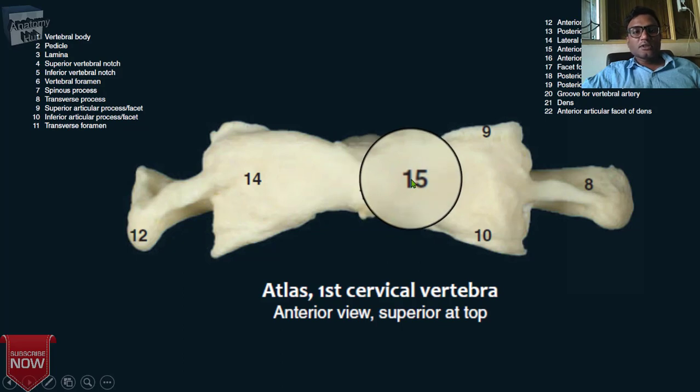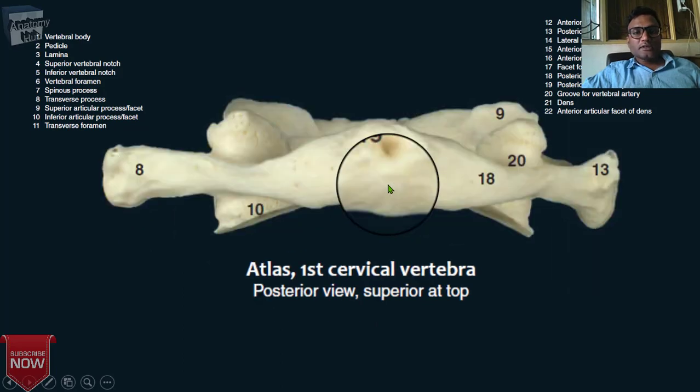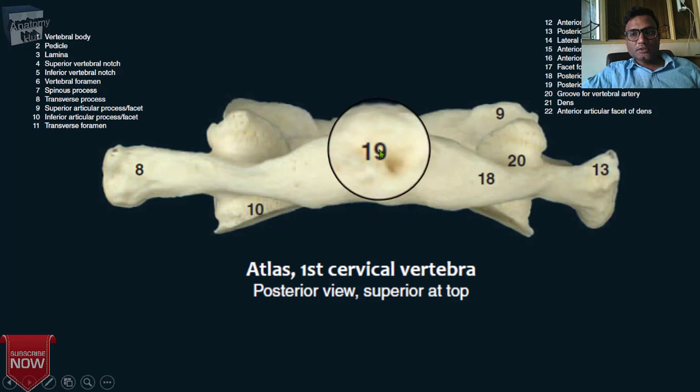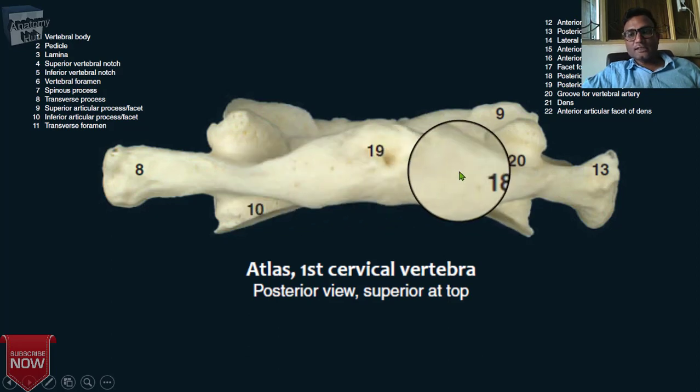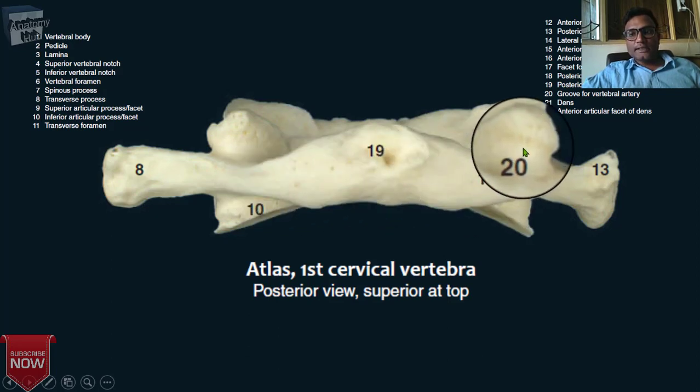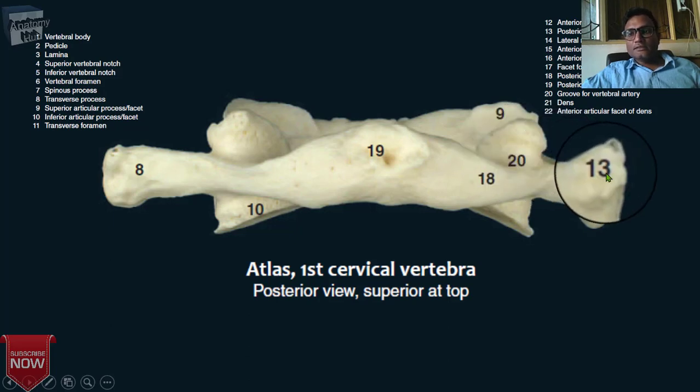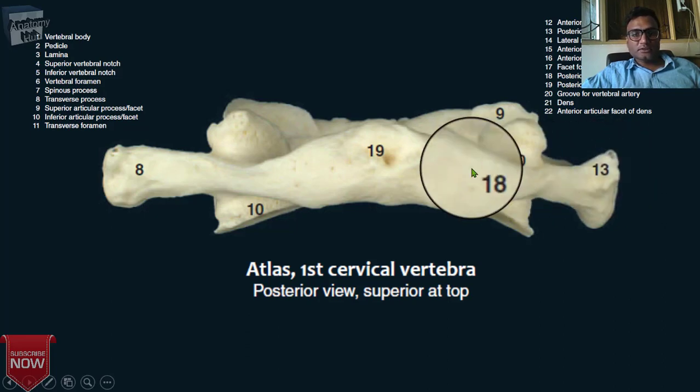Here is the anterior arch. If you see the atlas from the posterior view, you can see the posterior tubercle of the posterior arch. This whole process is the posterior arch, and here you will find the groove for the vertebral artery. Here is the beginning of the third part of the vertebral artery, and this is the posterior tubercle of the costal process.